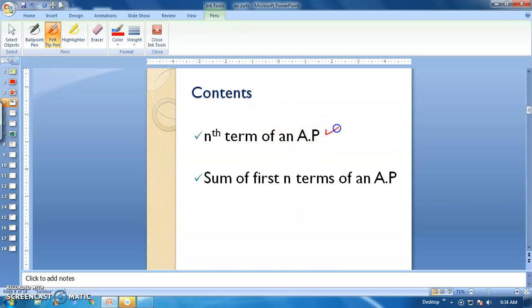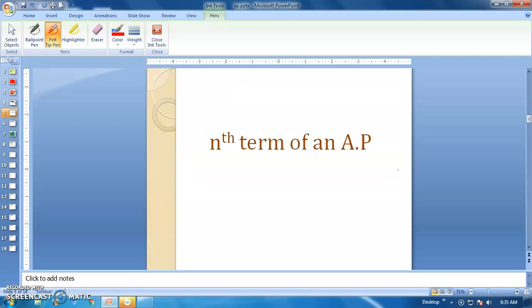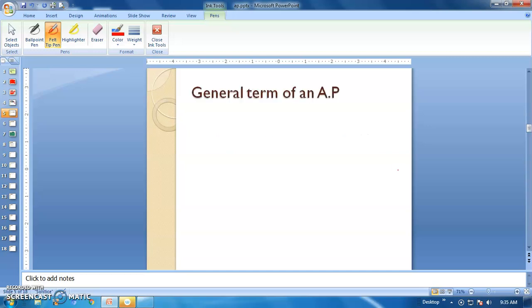So here the chapter contains 2 sections. One is nth term of an AP, and another is sum of first n terms of an AP. These 2 sections only are available, and under them many different kinds of sums are available. Now we are going to see them one by one. Let us see the first section, that is nth term of an AP. So the general form of an AP: how can we write the general form of an AP?